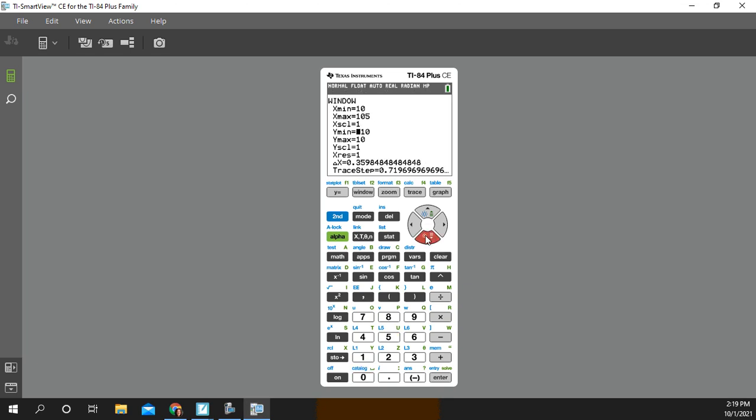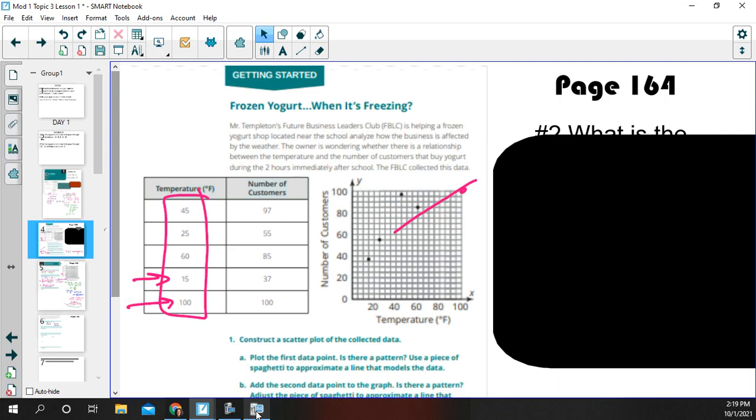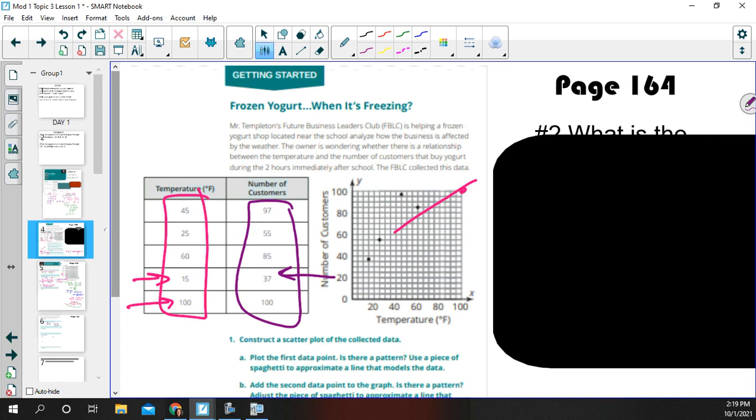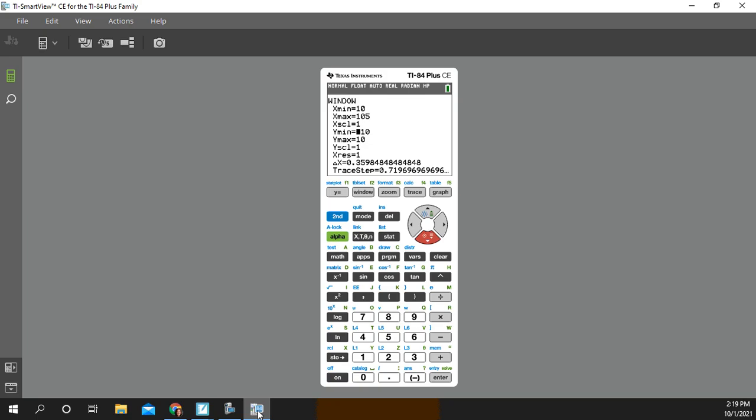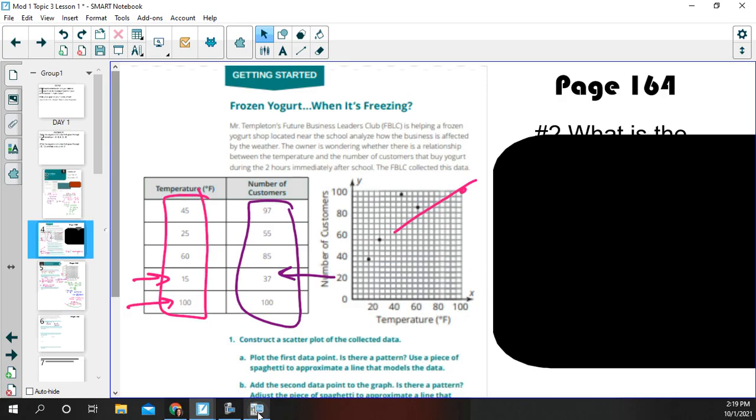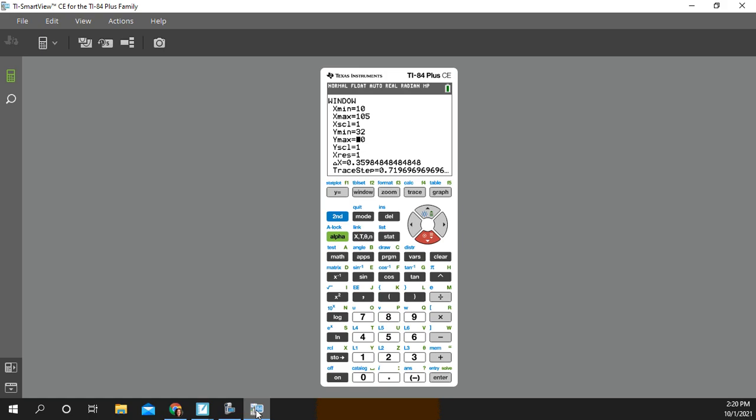Now, you don't touch the scales for now. We're going to do all of our Y values, so same thing. If I look at my Y values now, my lowest one is 37. So I'm going to do a little bit below that. I'm going to do 32. My Y max is going to be 100 here. So I'm going to match that and do 105.